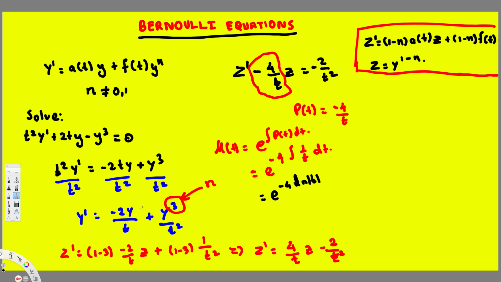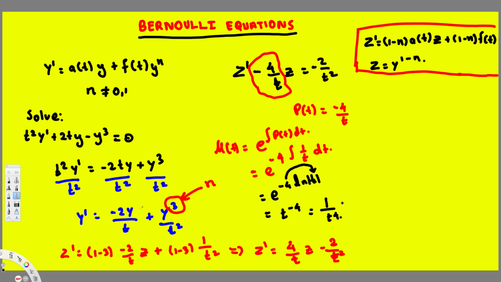And also, to get rid of this e and ln, we have to switch this one right here to become a power, so t to the power negative 4. And we don't have to worry about the absolute value when we do this, so this is going to be t to the power negative 4, which is 1 over t to the power 4. Now this is our integrating factor.